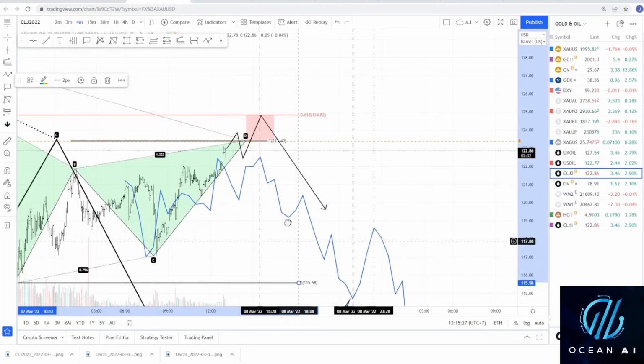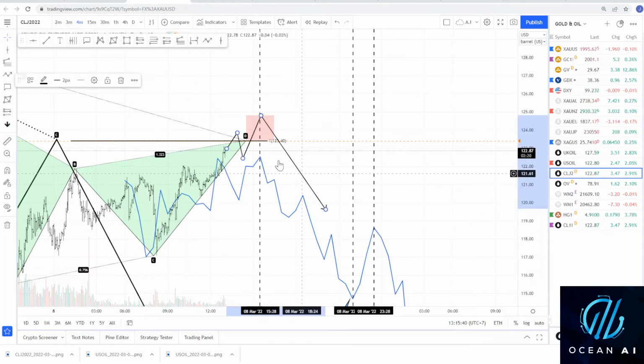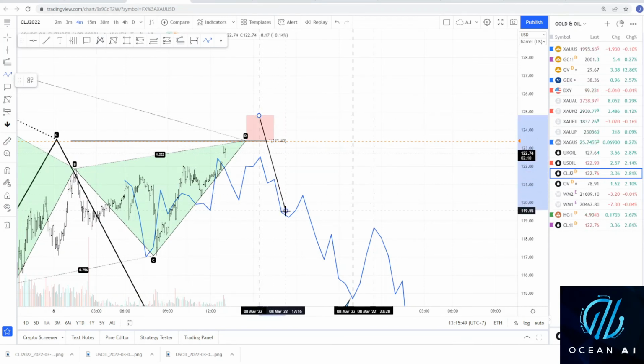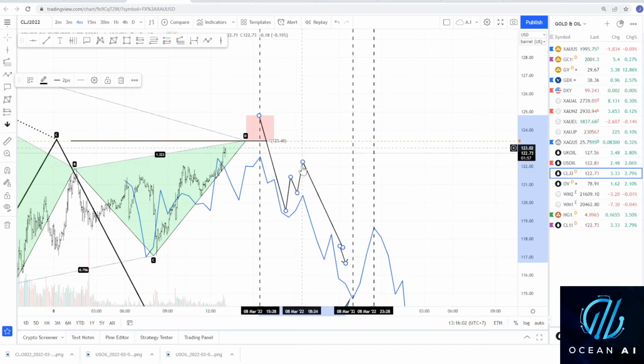The other way to play it, if you didn't want to have a bigger risk, would be wait for it to hit the level. There we go. So if we come up here and then it fell away into this, and then we got that sort of 382, 50% pullback into there. That would be another way to play it, because you'd have small risk there.